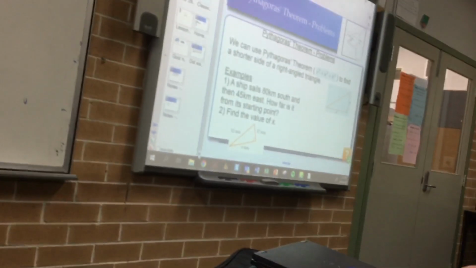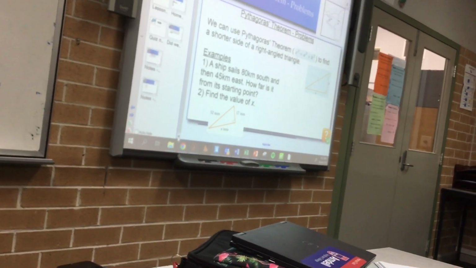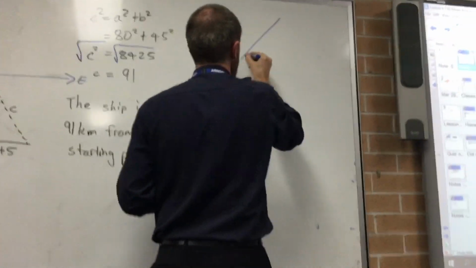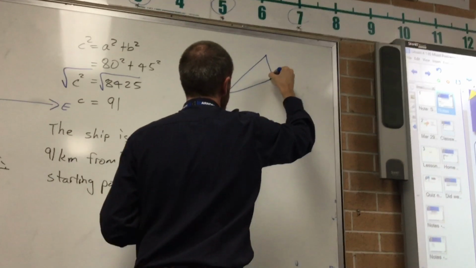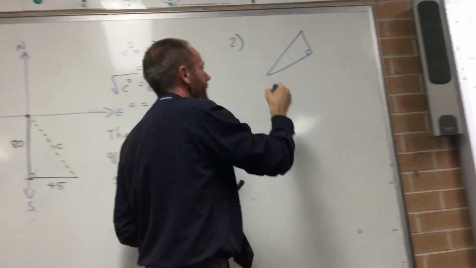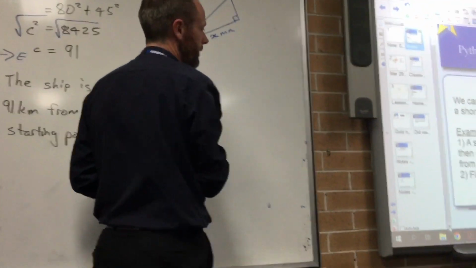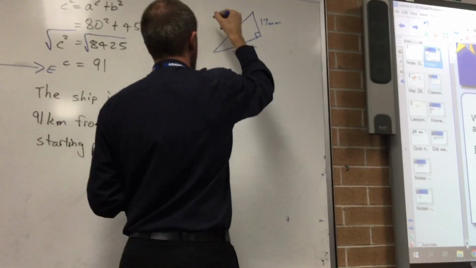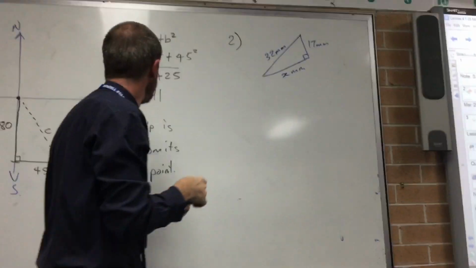For question 2, it just asks you to find the value of x. So I've made that a little bit easier. I like to have the diagram so I can see it. Notice how in this diagram, it's not just sitting flat. It's sitting on a bit of an angle. That's just to keep you on your toes, of course. It's x millimetres along that side, 17 along that side, and then the hypotenuse, 32 millimetres.